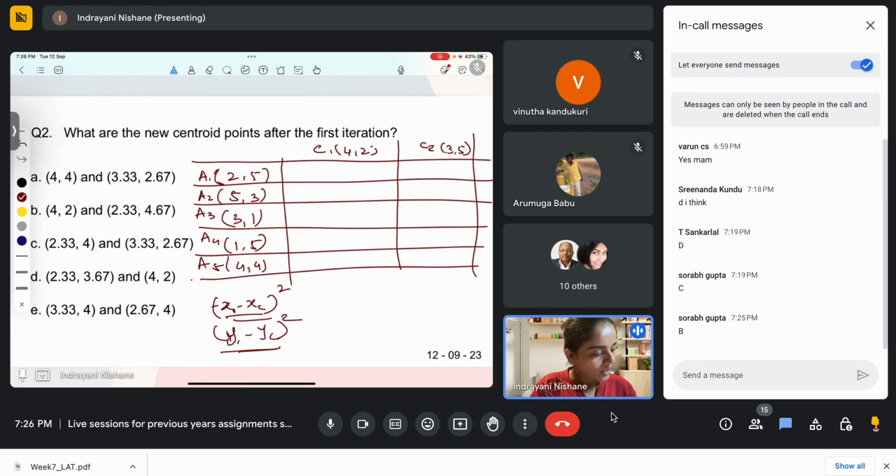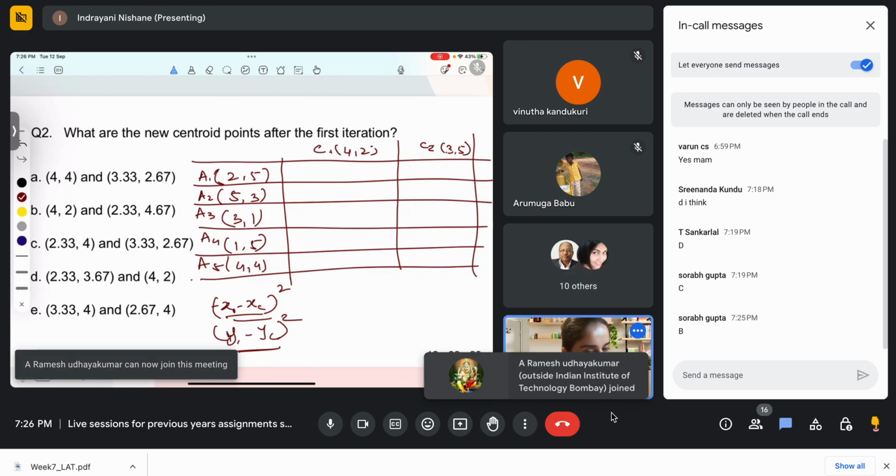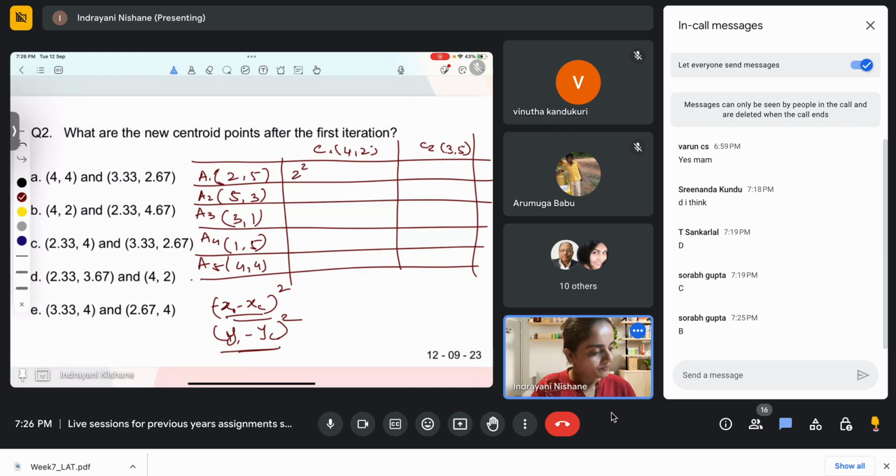Now this is C1. The distance between A1 and C1 is 4 minus 2, squared, so 4 minus 2 is 2, 2 squared is 4, plus 5 minus 2, which is 3, 3 squared is 9. So 4 and 9 is 13. Likewise we will do this calculation for all the data points.